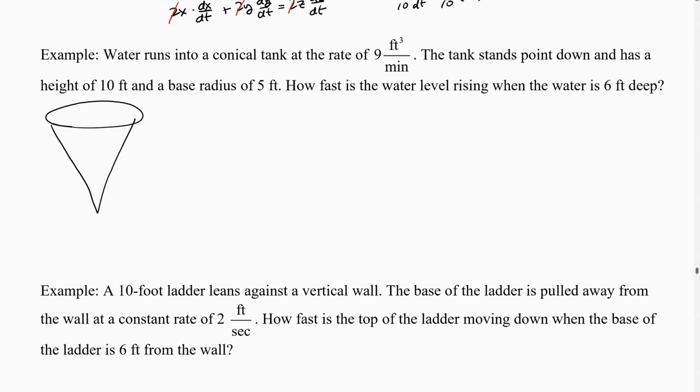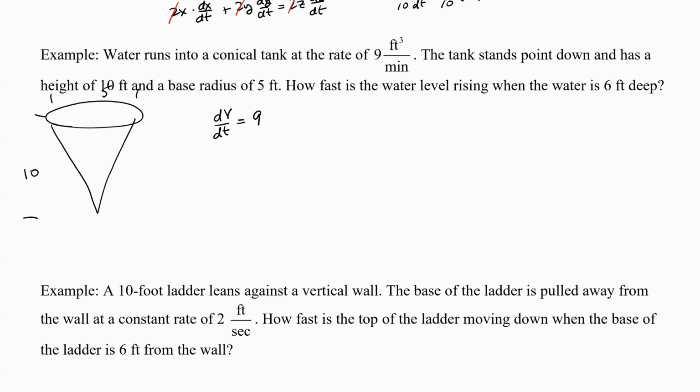It's a cone pointing down, like an ice cream cone. Water runs into the conical tank at 9 cubic meters per minute. Let me write that down as a fact: the rate of change in the volume is positive 9. Its height is 10 feet and its base radius is 5 feet.